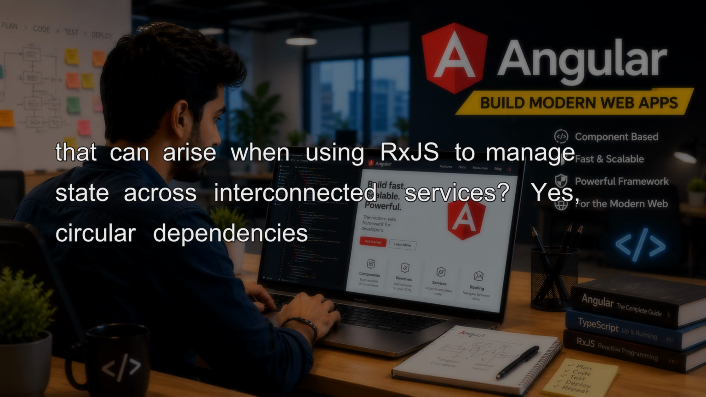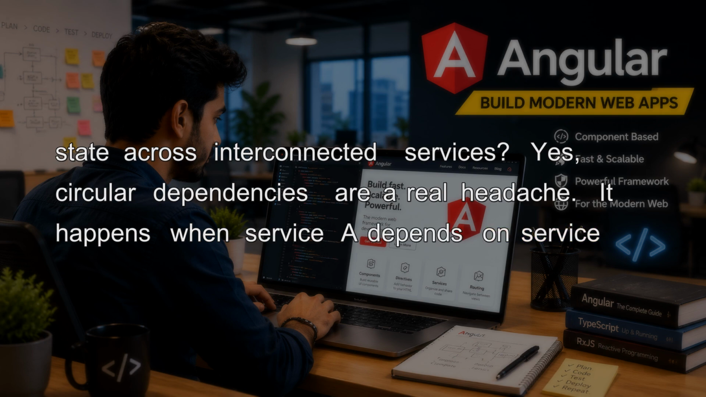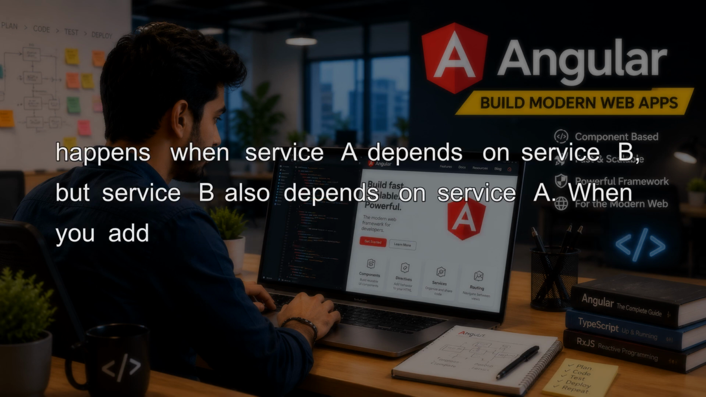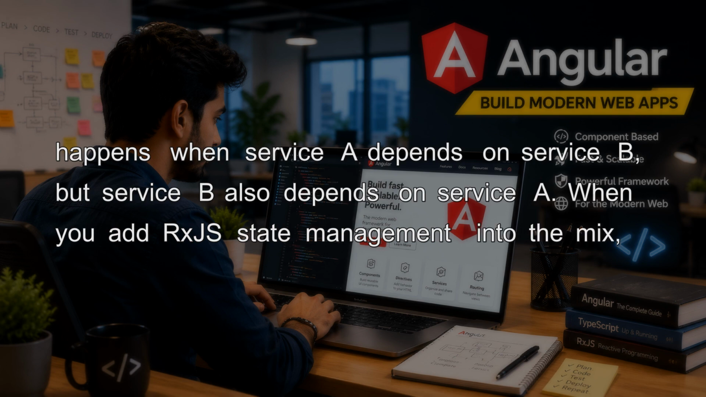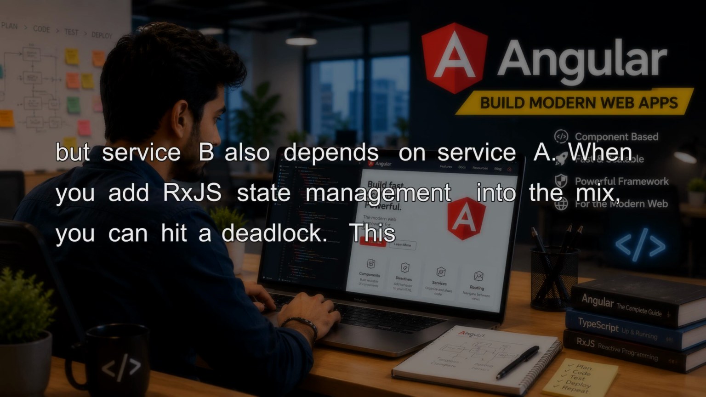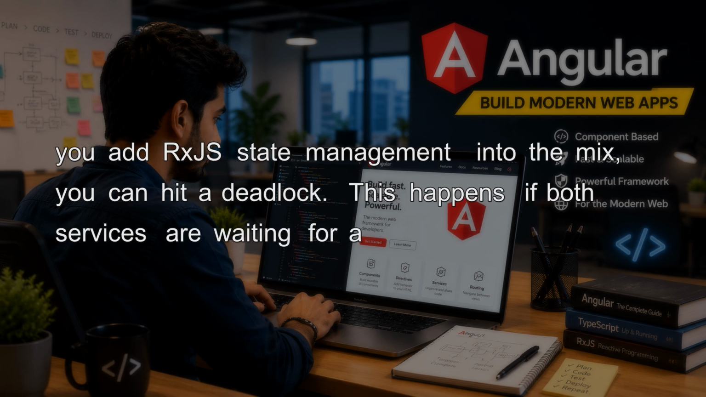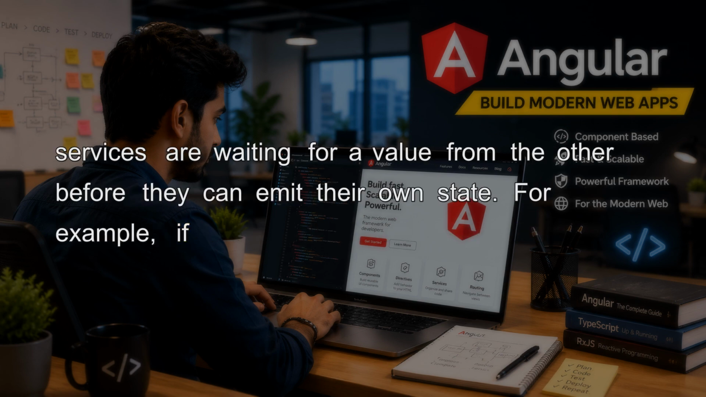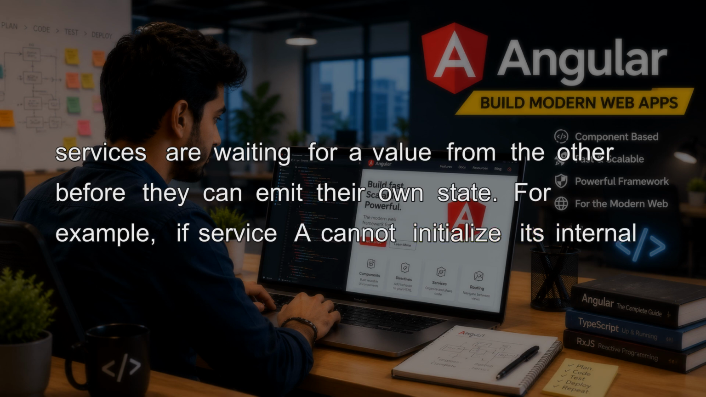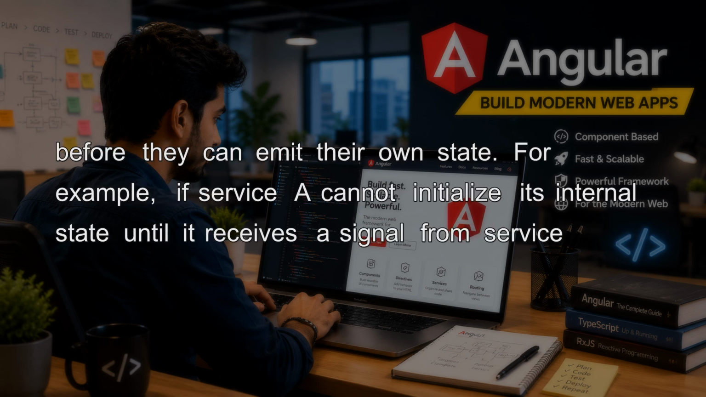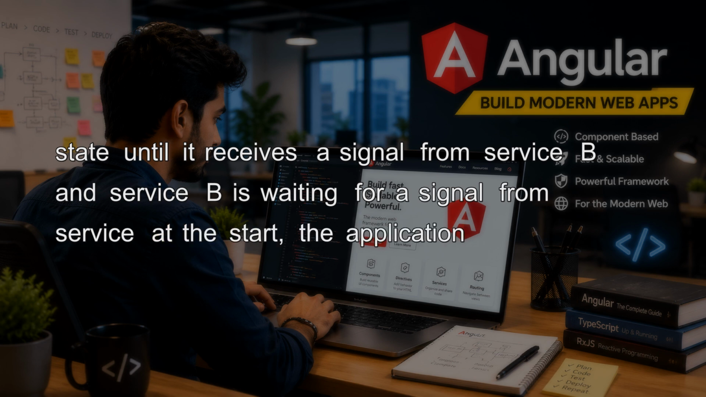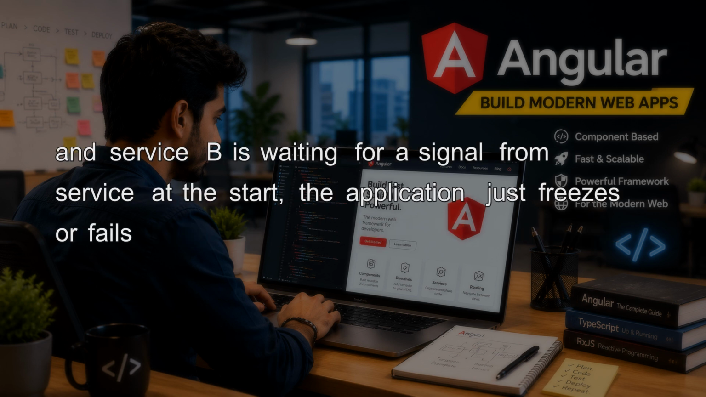Yeah, circular dependencies are a real headache. It happens when service A depends on service B, but service B also depends on service A. When you add RxJS state management into the mix, you can hit a deadlock. This happens if both services are waiting for a value from the other before they can emit their own state. For example, if service A cannot initialize its internal state until it receives a signal from service B, and service B is waiting for a signal from service A at the start, the application just freezes or fails to load.